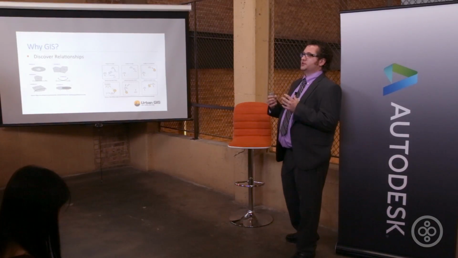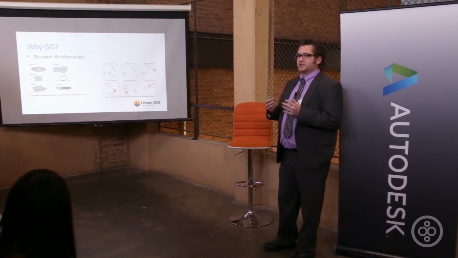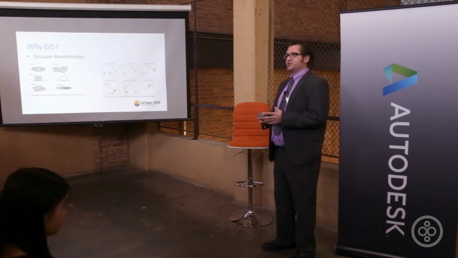GIS allows us to identify patterns, but it also allows us to explicitly represent relationships between elements on the Earth. And this is really where GIS takes us that one step further.